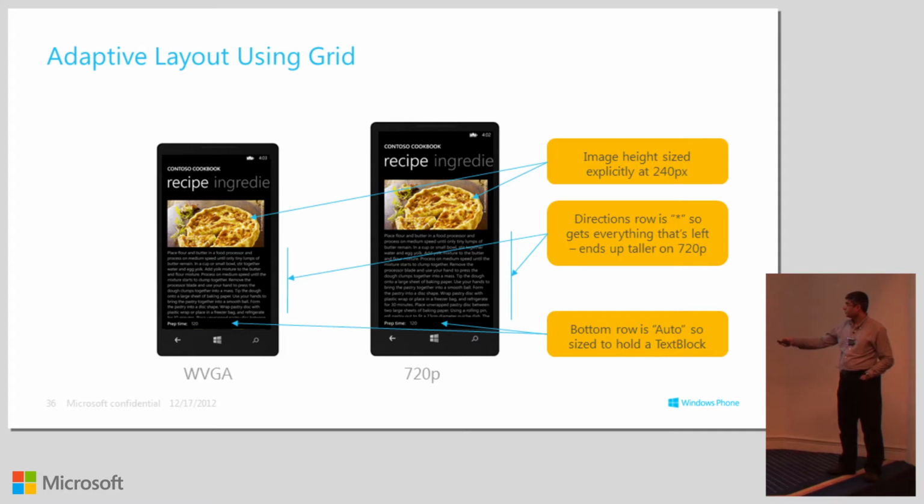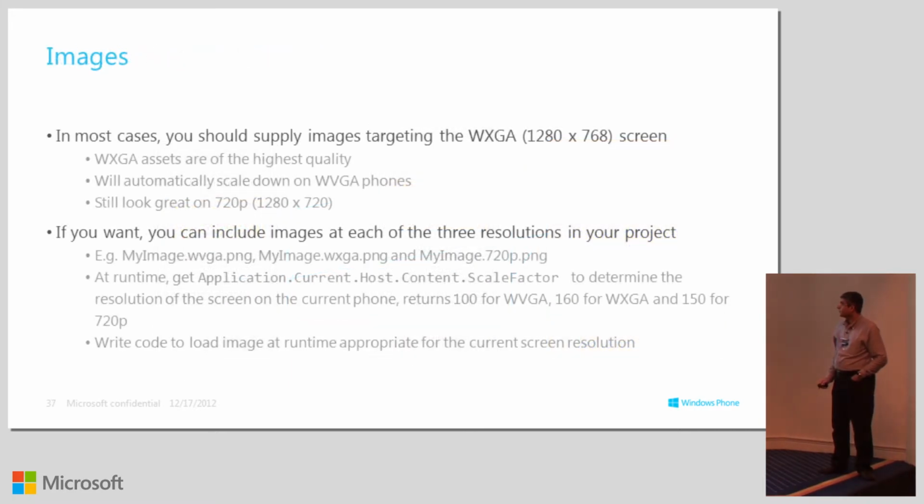If I set this to auto, you would probably run out of the screen because it would enlarge the container to hold the whole content. In terms of images, the recommendation is to give the images in 1280 by 768 resolution, and we will scale it according to the resolution of the screen.